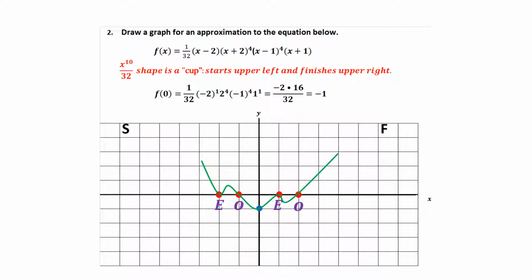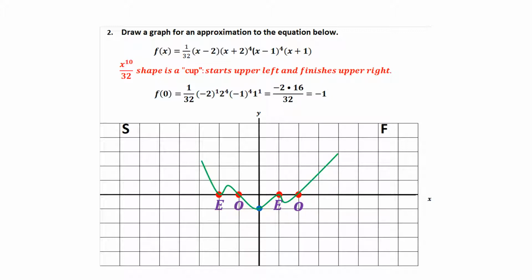Now, what's the y-intercept? If we plug in 0, it's 1 over 32 times negative 2 to the first. You don't really have to write the 1. And then we have 2 to the fourth, negative 1 to the fourth, and 1 to the first. Now, negative 1 to the fourth is 1. You don't need to write it. 1 to the first, you don't need to write it. So what we're left with is negative 2 times 2 to the fourth. 2 to the fourth is 2 times 2 times 2 times 2, which is 16. Negative 2 times 16 is negative 32 over 32, which is negative 1.